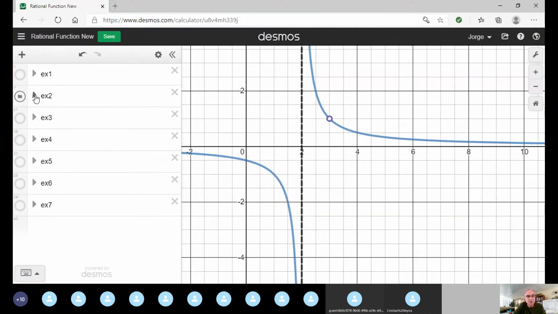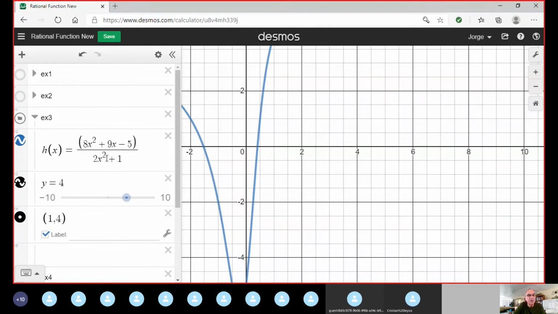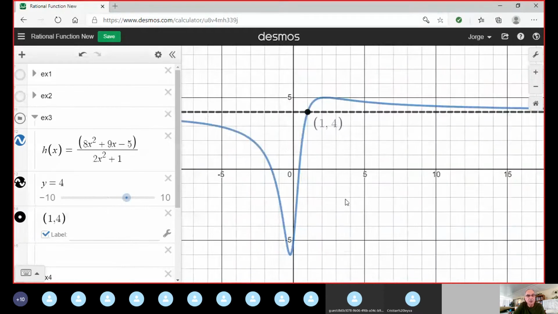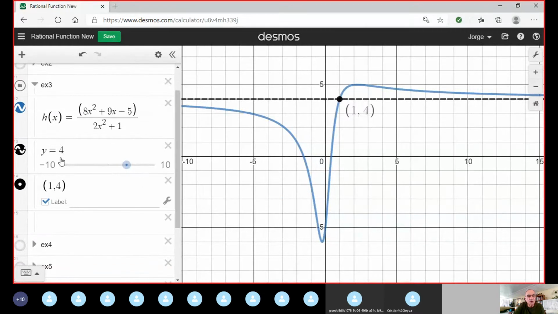Now remember, this was example 2 that we saw before. Now example 3. Look. I copy the function. I copy the horizontal asymptote, y equal 4. Normally, for the style of the graph of the horizontal asymptote, I prefer, not mandatory, but I prefer black color. You click here and you can see the palette of colors. I select black and dotted line. Good, I like that for the asymptote.